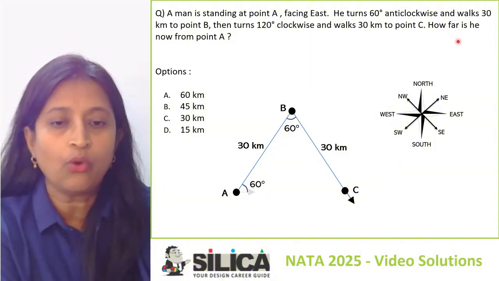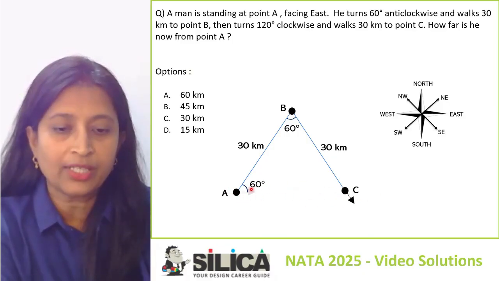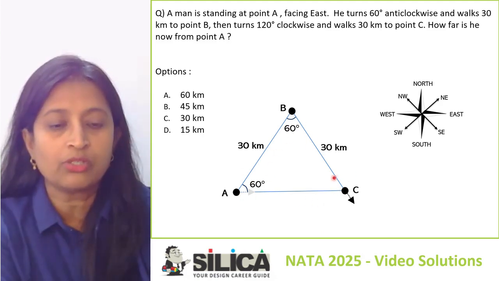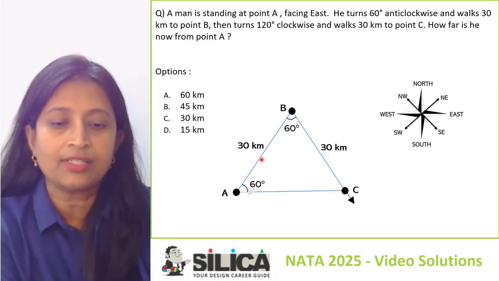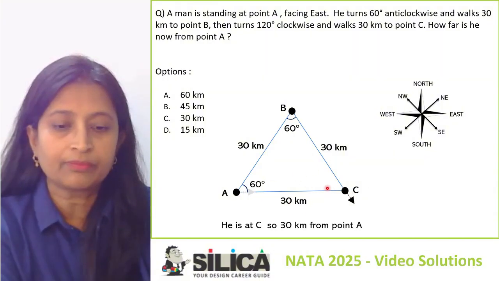Now question is, how far is he now from point A? So you have to find out the distance from here to here. So you can easily see this is an equilateral triangle because this is 60 degree, this is also 60 degree. So the remaining will also be 60 degree. That means this is an equilateral triangle. So if this is 30, this is 30, so this will also be 30 km. That means this point C, he is at C, so is 30 km from point A.